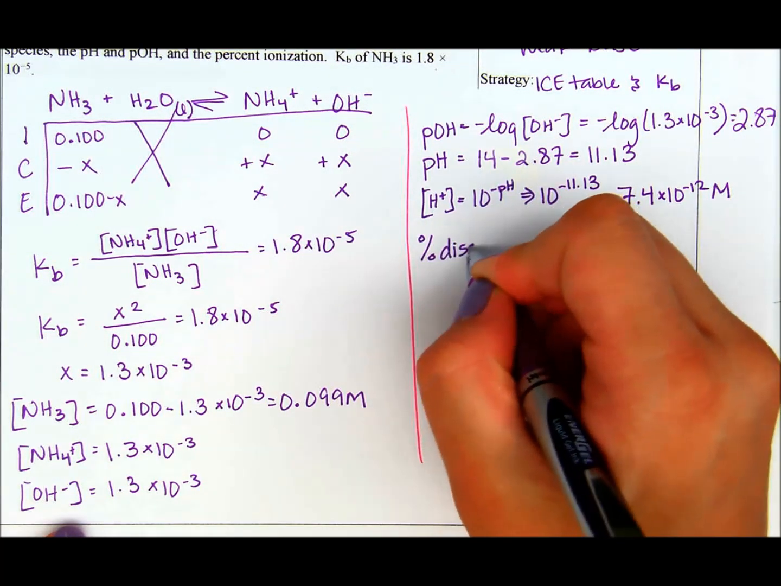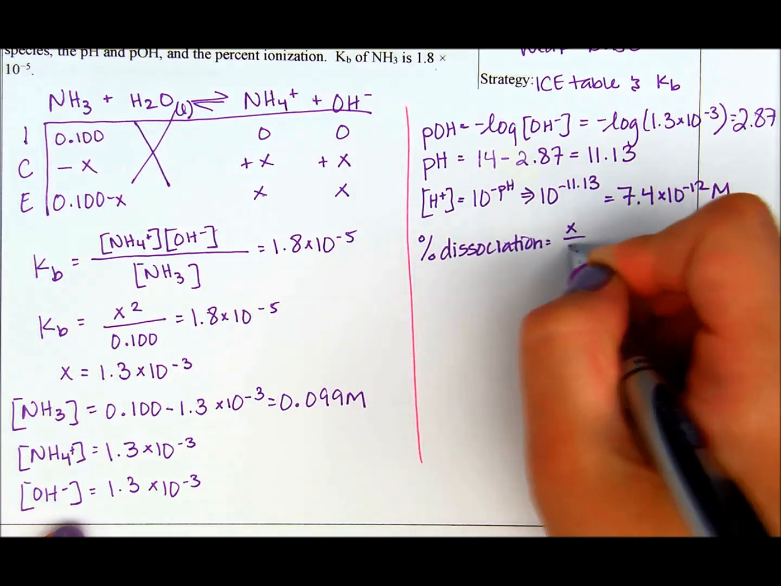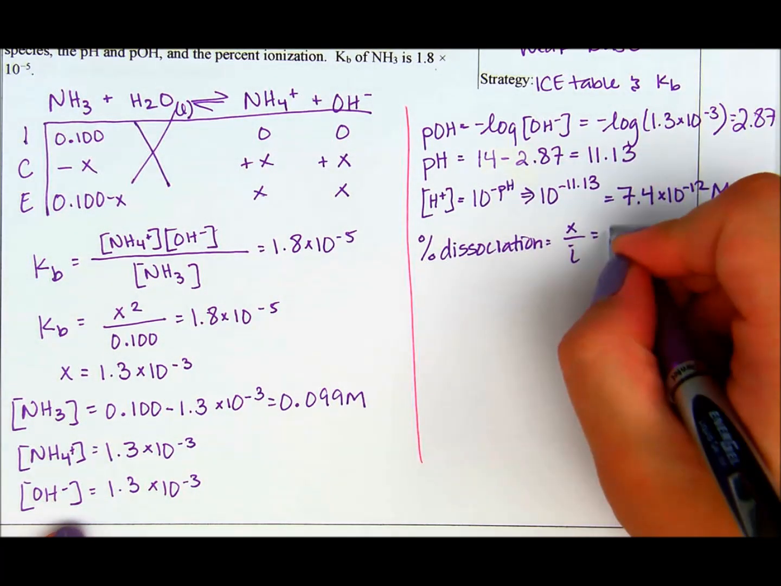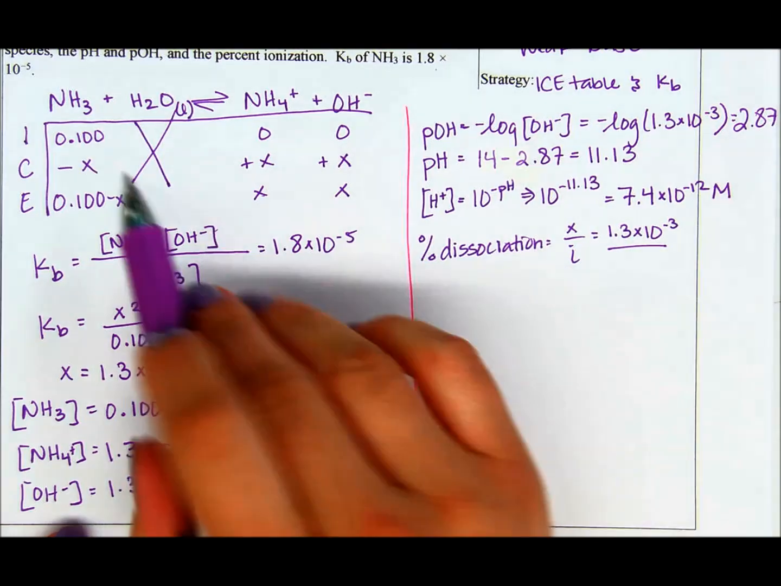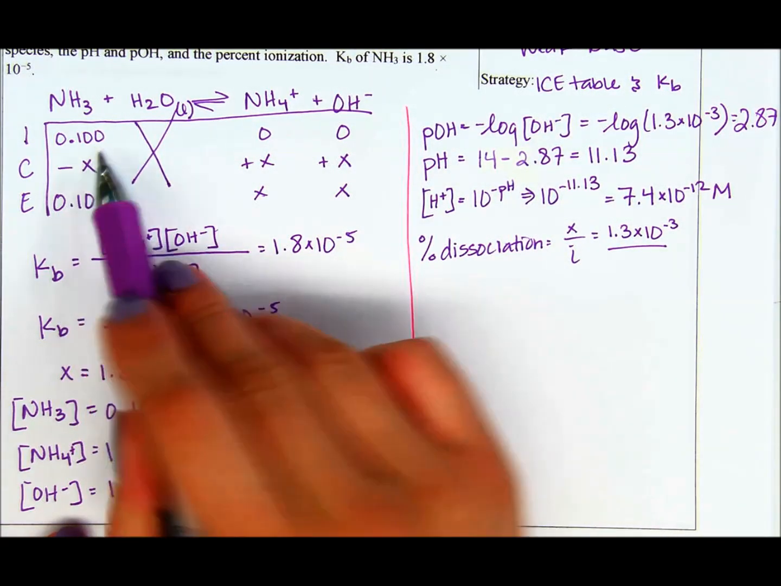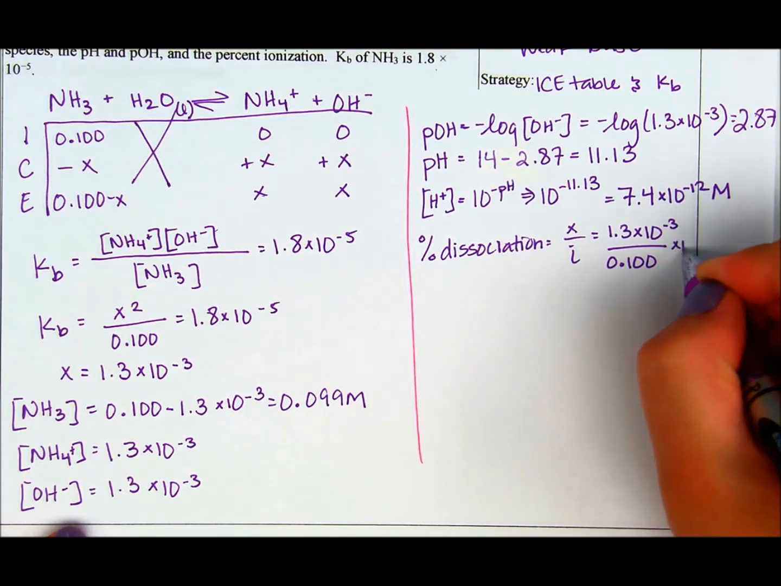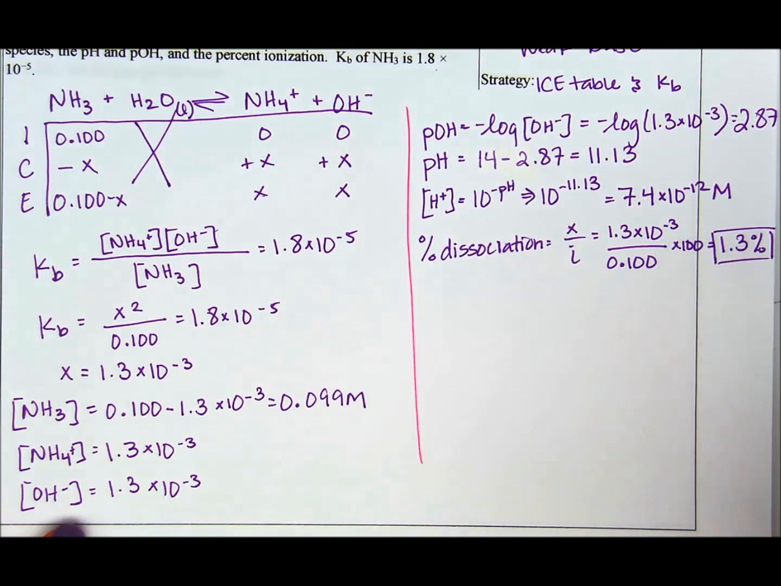Percent dissociation equals x over I. My x is 1.3 times 10 to the negative 3 over my initial amount of my ammonia, 0.100, times 100, and that's going to give me 1.3%. 1.3% of my ammonia is dissociated in solution.